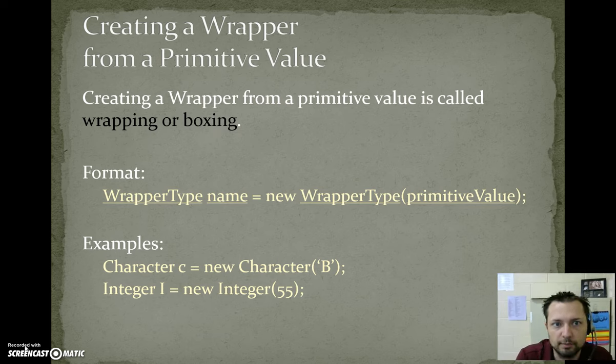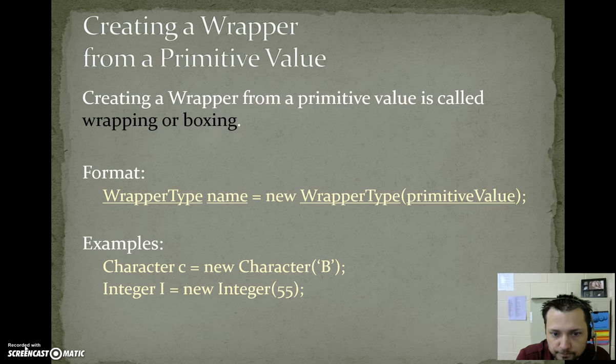Creating a wrapper from a primitive value. Creating a wrapper from a primitive value is called wrapping or boxing. The format for wrapping is wrapper type name equals new wrapper type primitive value. An example would be Character c equals new Character('b'). And now c would be an object that stores the value of 'b'.